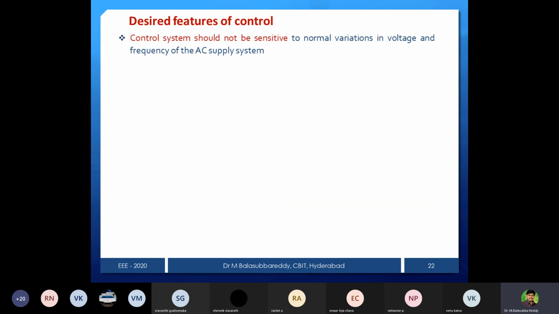And then the control system should not be sensitive to normal variations in voltage. If we are operating through control, and we have a control strategy that is very sensitive to voltage variations, the AC side is always fluctuating by some small voltages. Even for single phase, let us assume it is 220 volts, it may not be fixed exactly at 220 volts. It may vary up to 230 also.